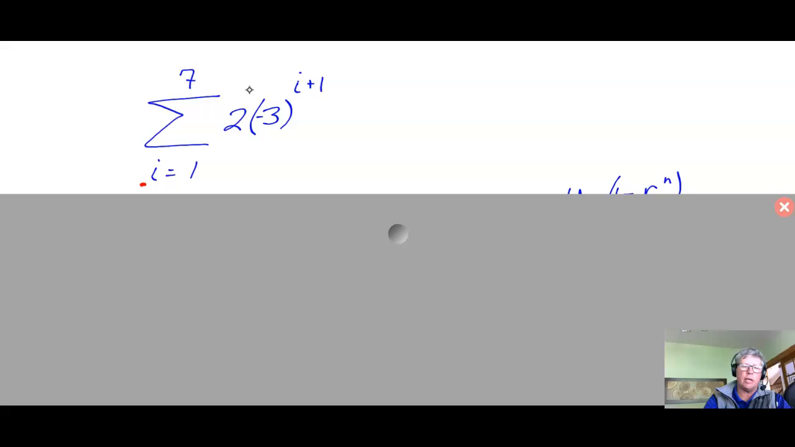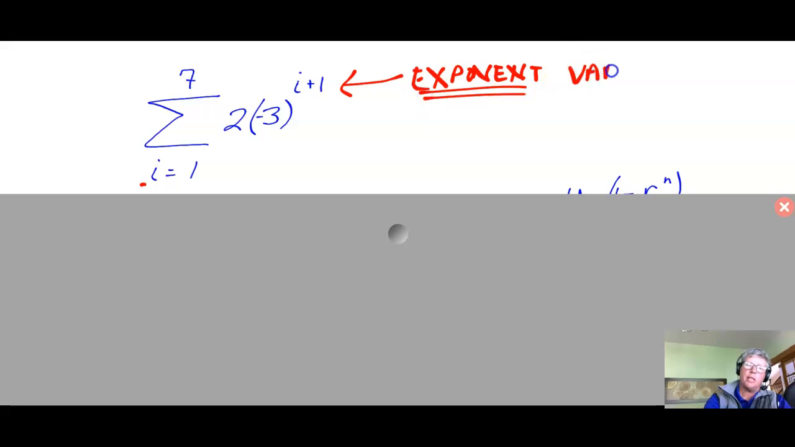I plug in that i equals, in this case, 1 into there, plug in 2, 3, 4, 5, 6, 7, get the terms, add them up. Now, since I know this is geometric, how do I know it's geometric? Because the exponent has the variable. If the variable's in the exponent, it usually means it is geometric. Usually, because I'm sure we could figure out some examples where it doesn't work. But for you, right now, if you get a linear equation, it's probably arithmetic. If you get an exponential, it's probably geometric.